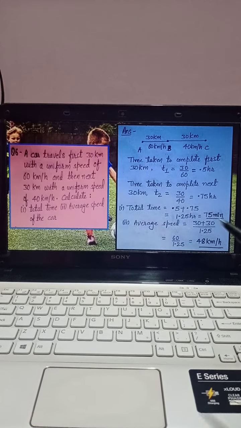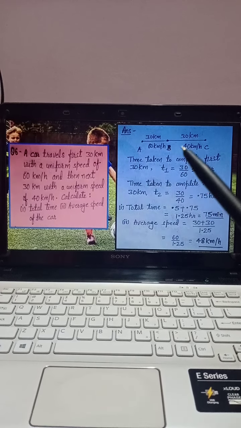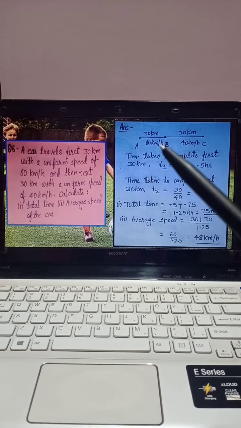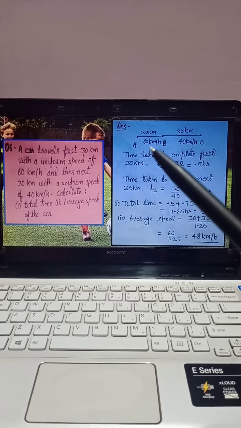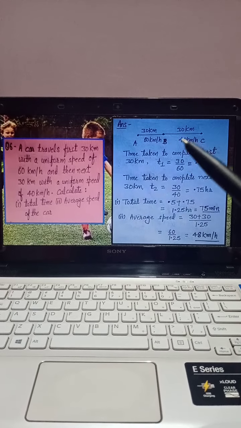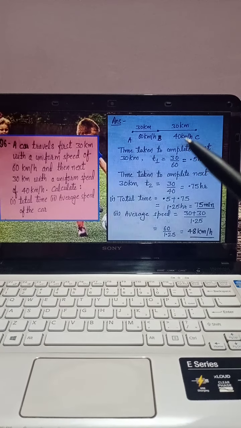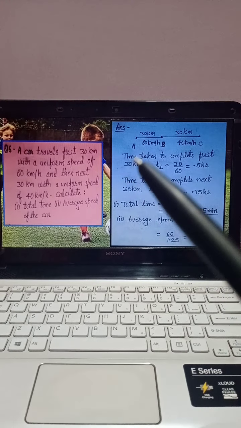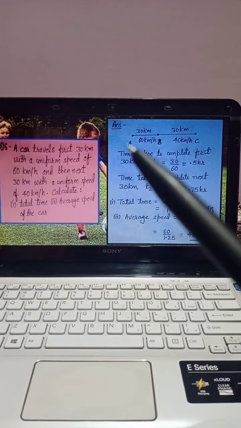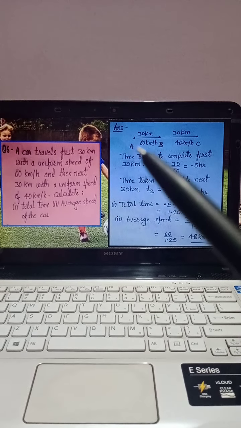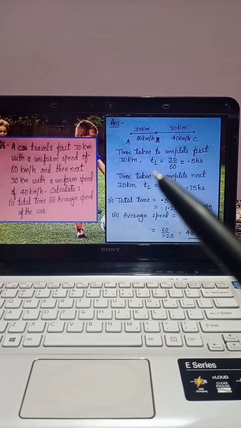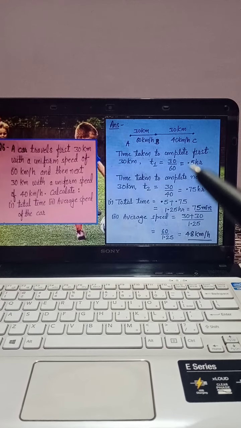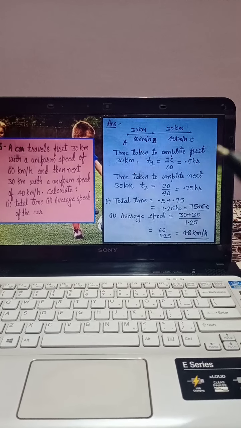So according to the question, A to B and B to C, we have taken this distance. First 30 km from A to B with a speed of 60 km per hour. Next 30 km from B to C with a speed of 40 km per hour. So we are going to find how much time the car has taken to cover the distance from A to B. So this is the time 1, distance by speed. The time 1 is 0.5 hours.